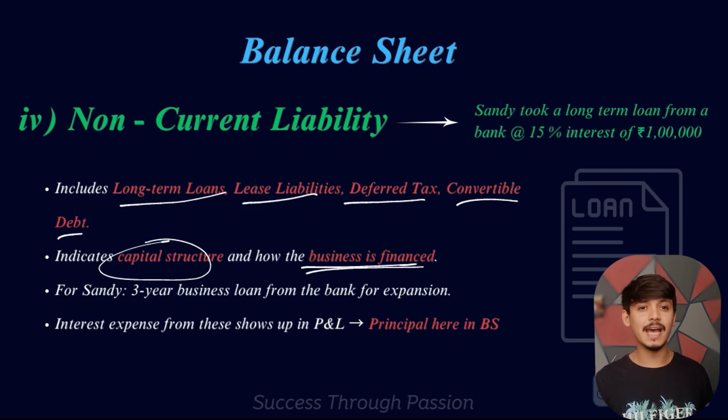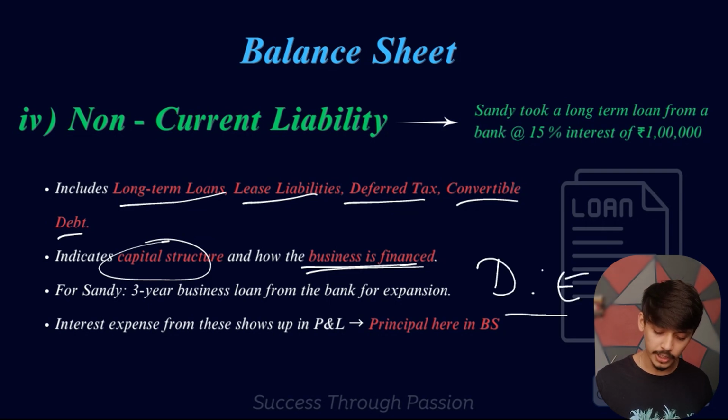So over here, if the business has 1 lakh in capital, and out of that 40,000 is funded through liability, then 40% will be debt and 60% will be equity. So you will understand the debt to equity ratio when you go through the non-current liabilities of the balance sheet.